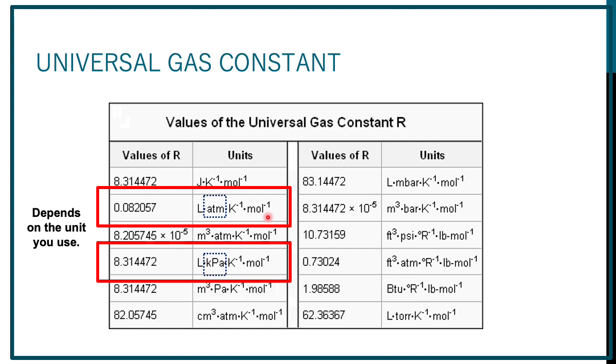Because this gas constant has liter, atm, Kelvin and mole, or liter, kilopascal, Kelvin and mole, you can use these two values of the gas constant. You can use either one, but actually this one is more suitable, because it has liter, atm, K minus 1, mole minus 1.